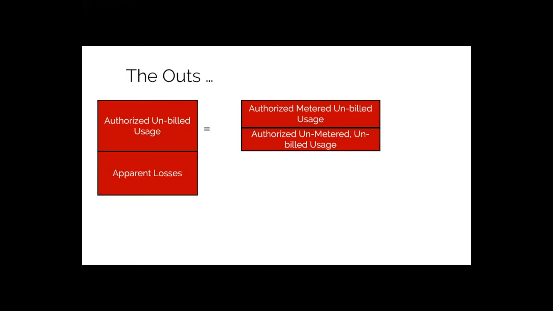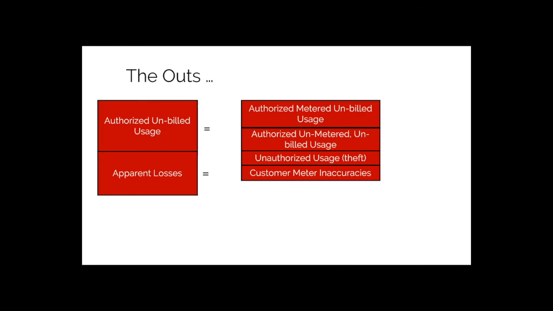That second category was apparent losses, and under apparent losses, we'll talk about unauthorized usage, which is theft. Someone's taking the water that's not supposed to be. It's not authorized, therefore it's theft. You also have customer meter inaccuracies. This is where no meter is perfect. And so if a meter is not reading 100% accurate, you're losing some volume of water or you're over-reading some volume of water. So these losses are based on the fact that your meters are not perfect and you want to account for that or adjust for that inaccuracy.